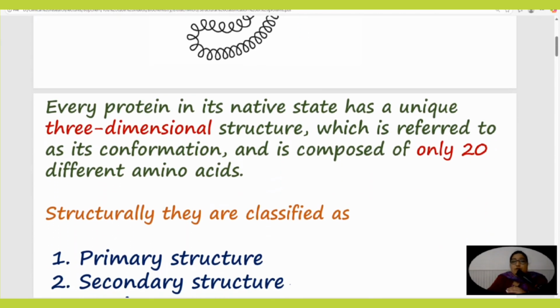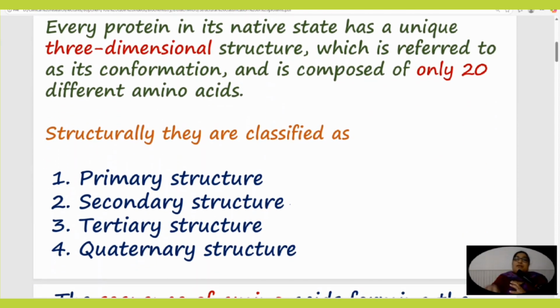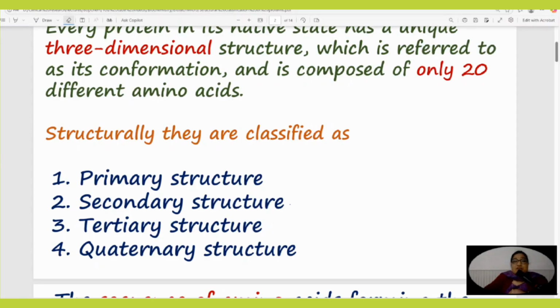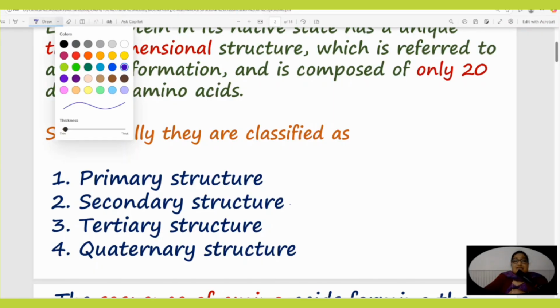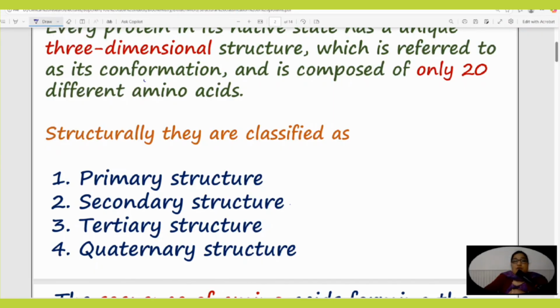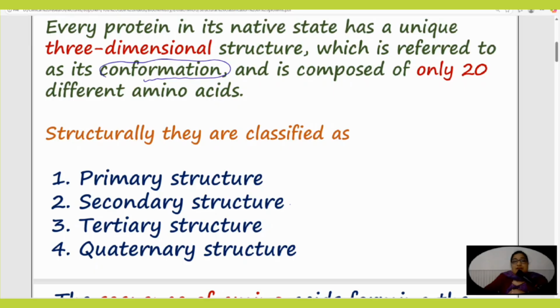Okay. So we know that every protein in its native state, in the state in which it is formed, has a unique three-dimensional structure. And this three-dimensional structure is referred to as the conformation of the protein.